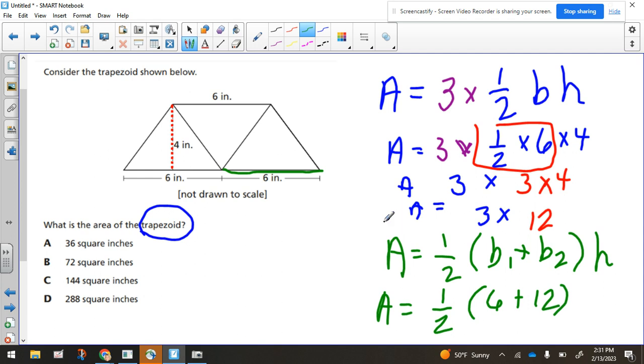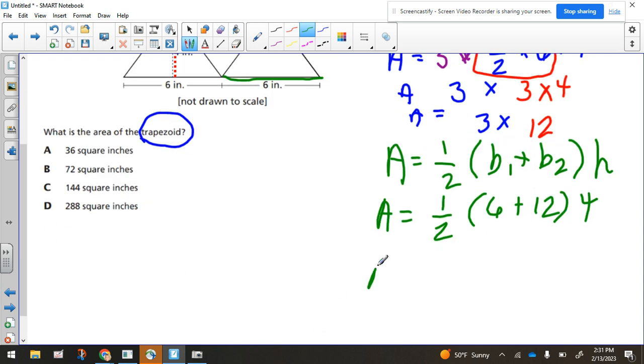And the height of this thing would still be 4. This is perpendicular to the two bases. And again, let me drag this across to show you. That's perpendicular to the bases, so we could still use that number as the height. All right, and if we finish up, we would add the 6 plus 12, which of course would be 18.